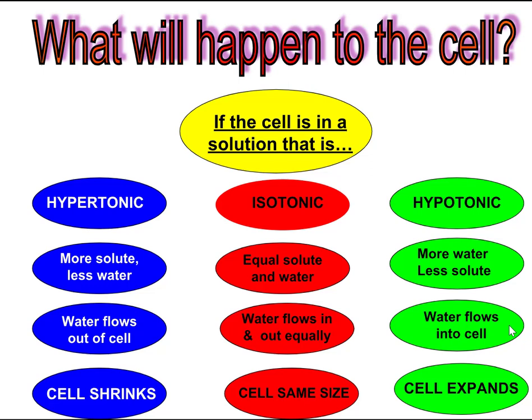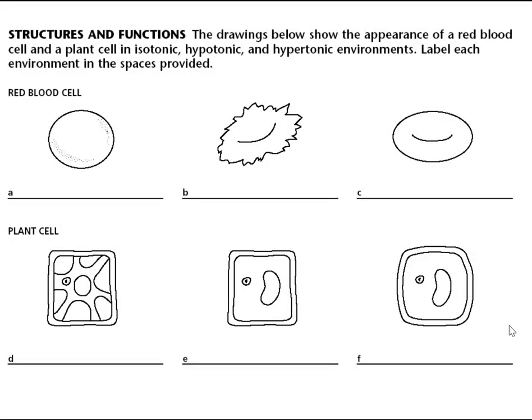All right, once you guys have that done, move on to page 12. You guys are going to take a look at these six cells. We have our red blood cell, and then we also have a plant cell. So take a look. Remember, the cell wall is the outer edge, and then on the inside is our cell membrane. So we're looking at what's happening to the cell membrane.